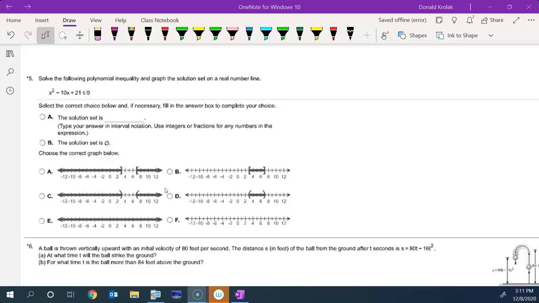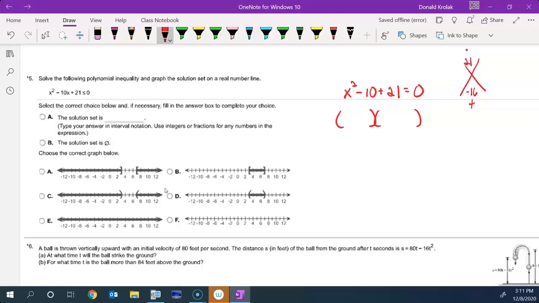Okay, solve the polynomial inequality, graph the solution on a number line. So we are going to take this and we want to find out what makes it first equal to 0. So I can factor it. The two numbers that multiply together to be 21 and add together to be negative 10 are going to be negative 3, negative 7. Okay, so on my sign chart, I'm going to put positive 3, positive 7.